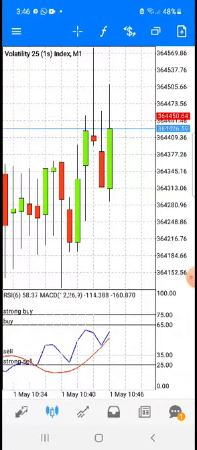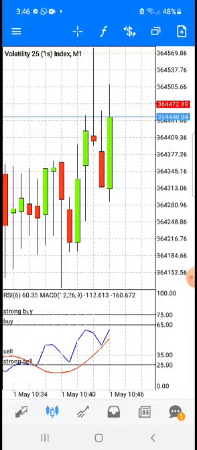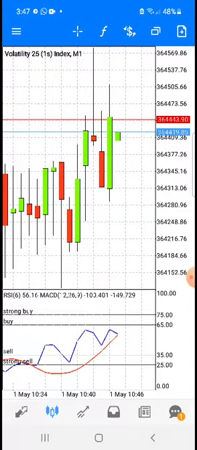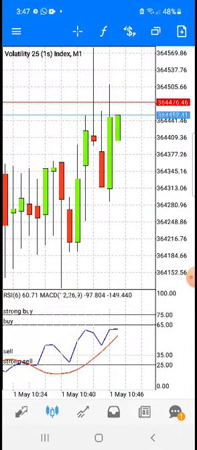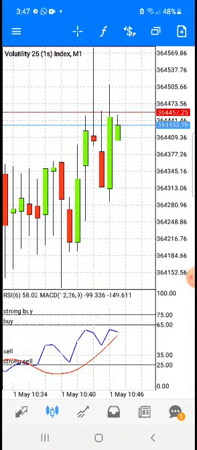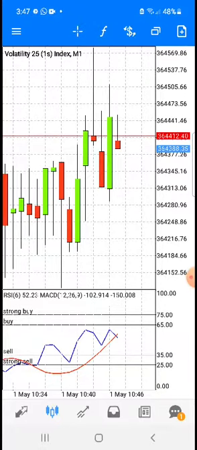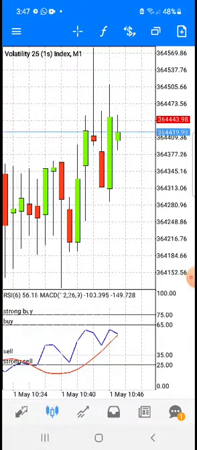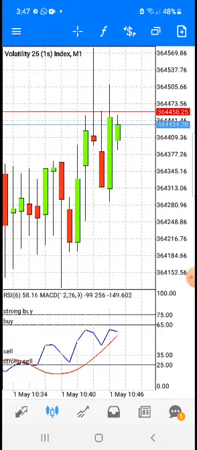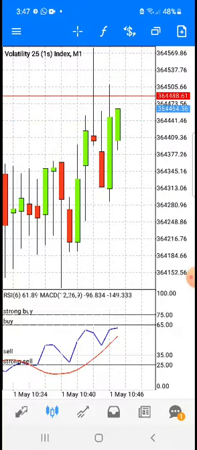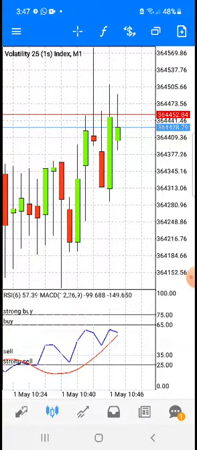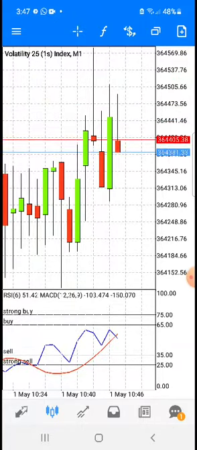The other question people ask is how many types of candlestick patterns are there? So we will answer this question. 16 candlestick patterns every trader should know. What are these 16 candlestick patterns? We will discuss them one by one. So the first candle is the bullish engulfing, the other one is bearish engulfing.